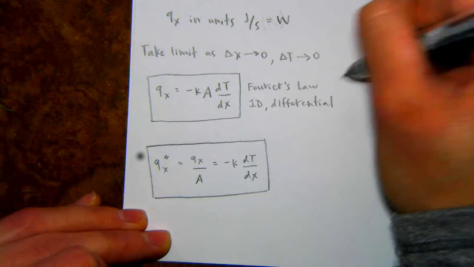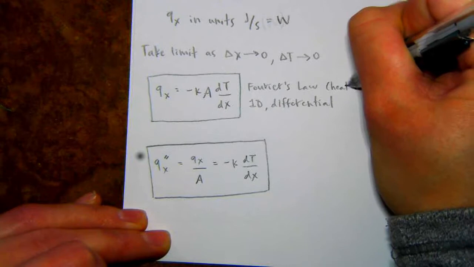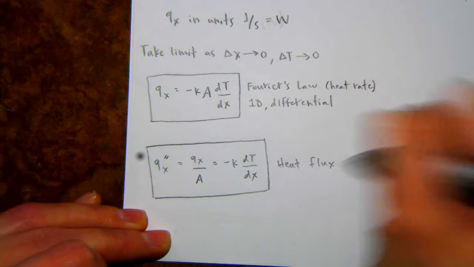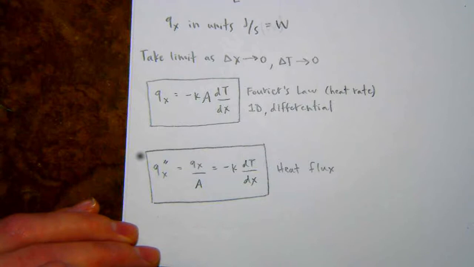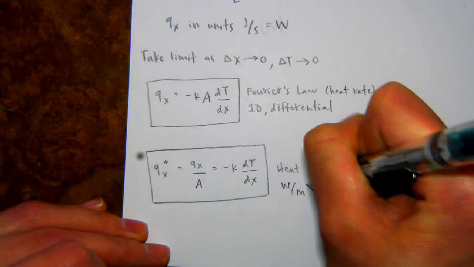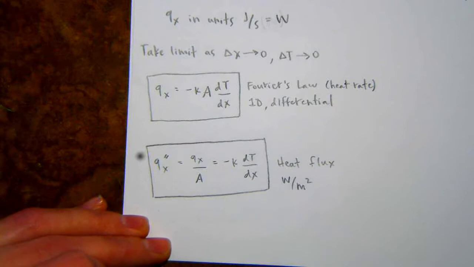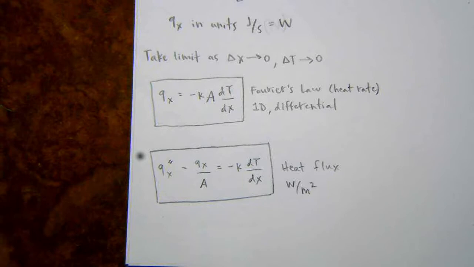So let's label this heat rate, and then this one is heat flux. And that's going to be watts per meter squared. Okay, so that's basically the introduction to the conduction rate equation, Fourier's law. So we determined that the heat transfer rate is dependent on the temperature difference, the size of the material, the distance that the energy is being transferred across, and then the property thermal conductivity, so the property of the material.